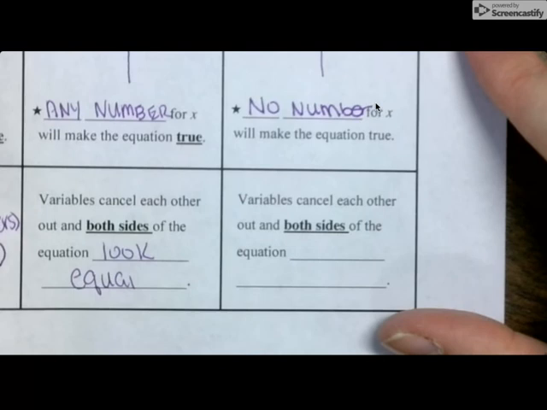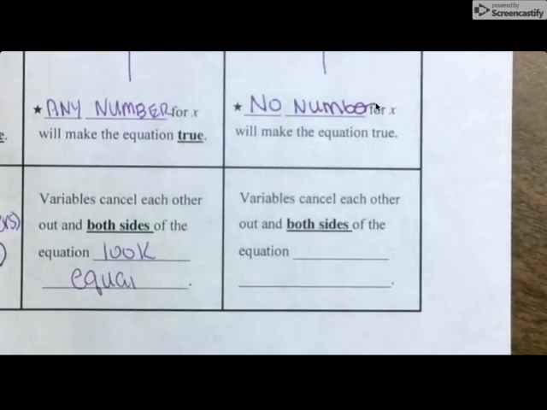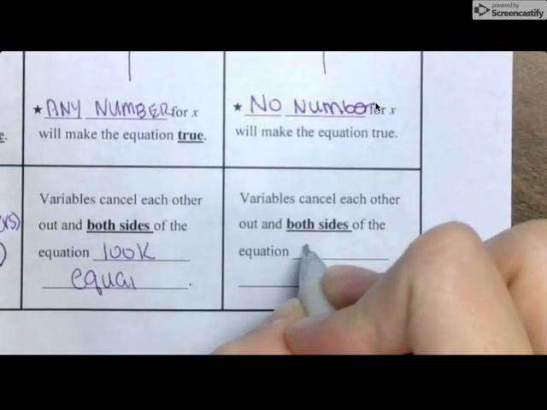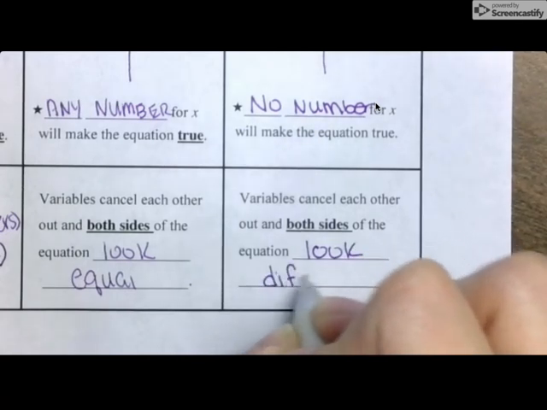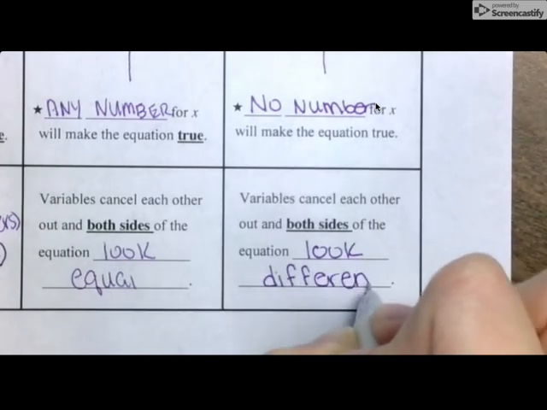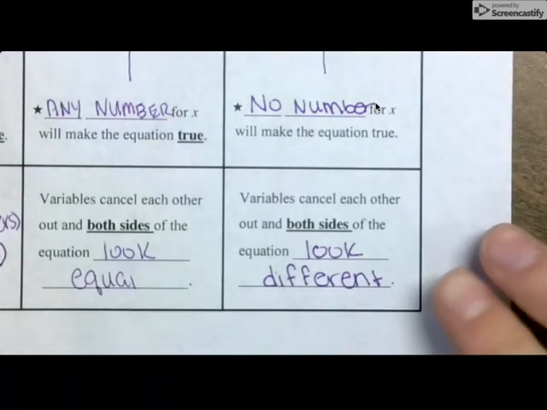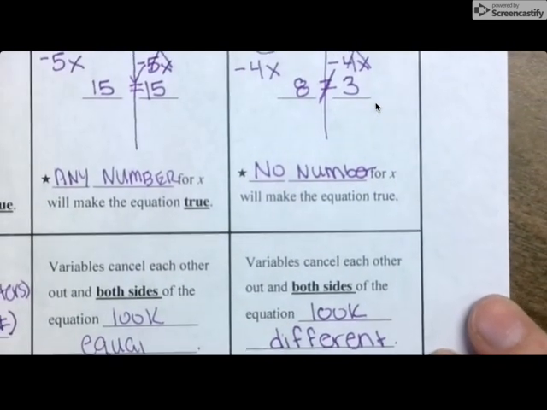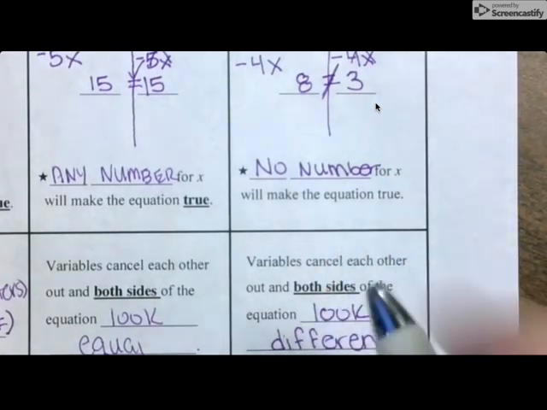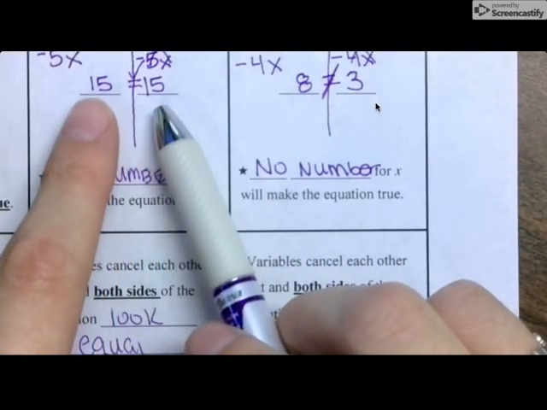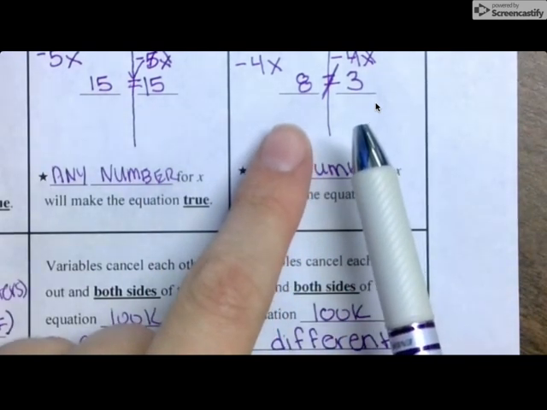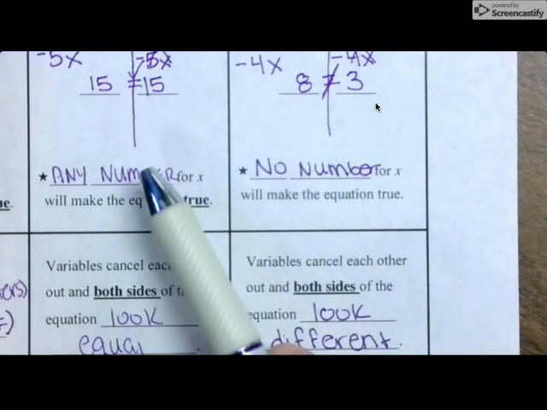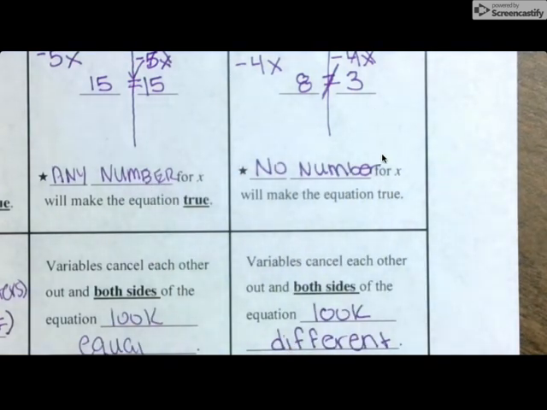Okay? And then at the bottom, variables cancel each other out and both sides of the equation look different. Okay, so again, if we look back at these up here, do you see how in this one, they equal the same thing? They looked the same. In this one, they look different. That's why this is no solution and this is infinitely many. So make sure that you got that done.